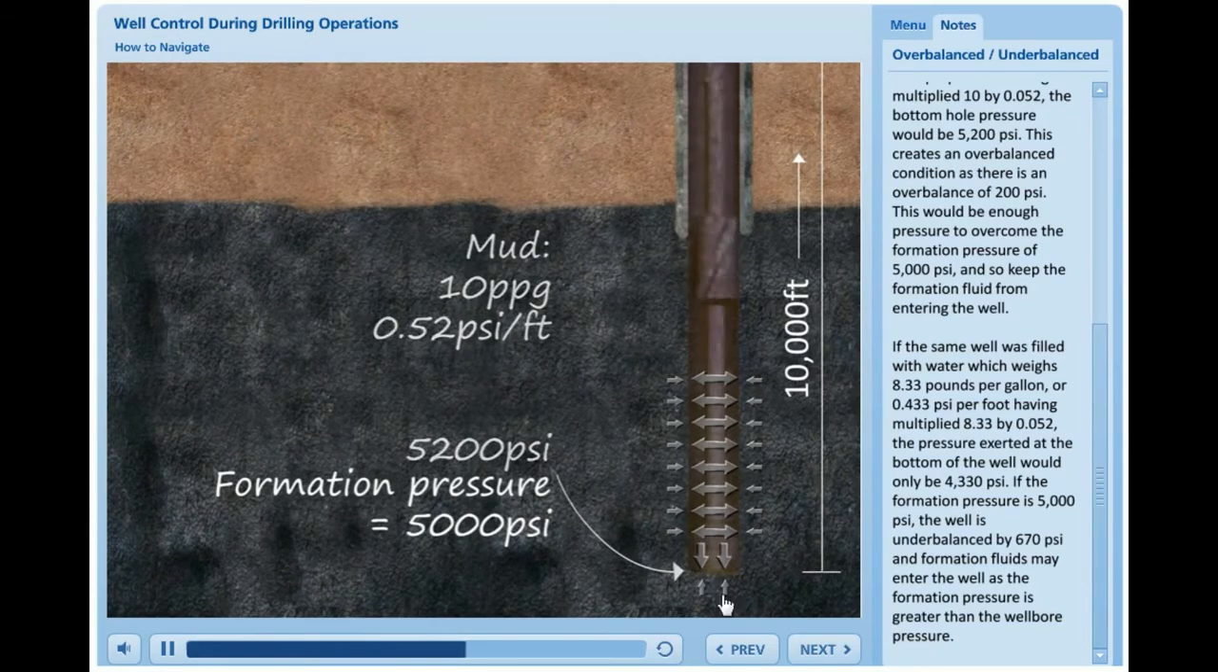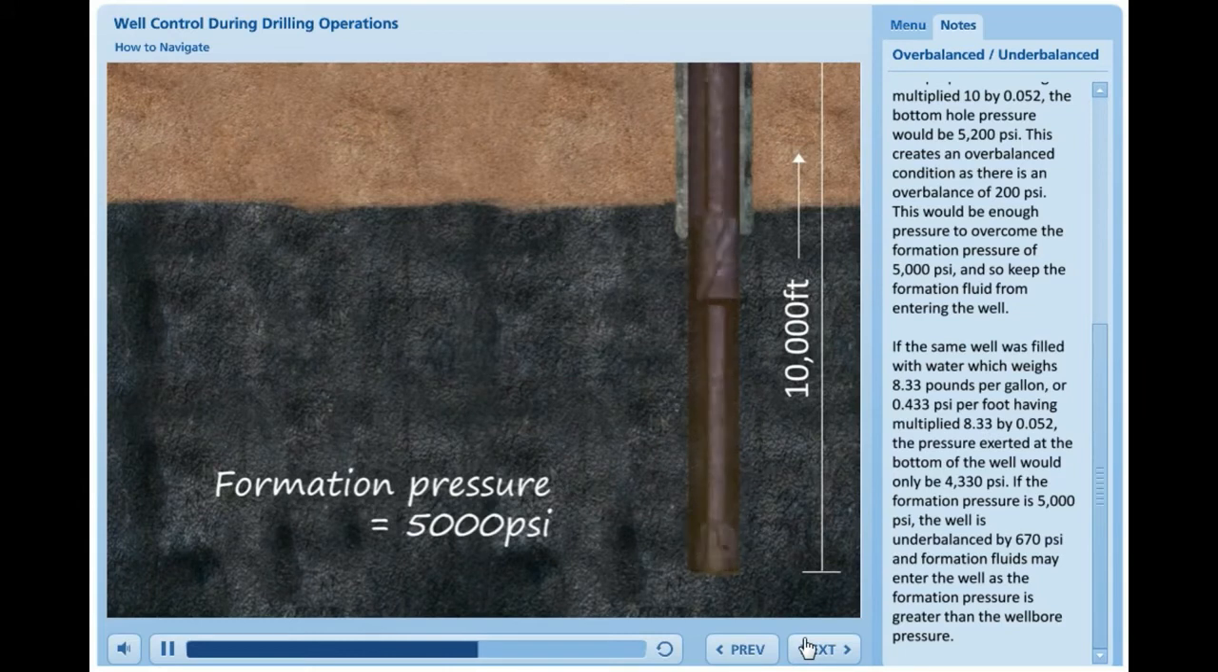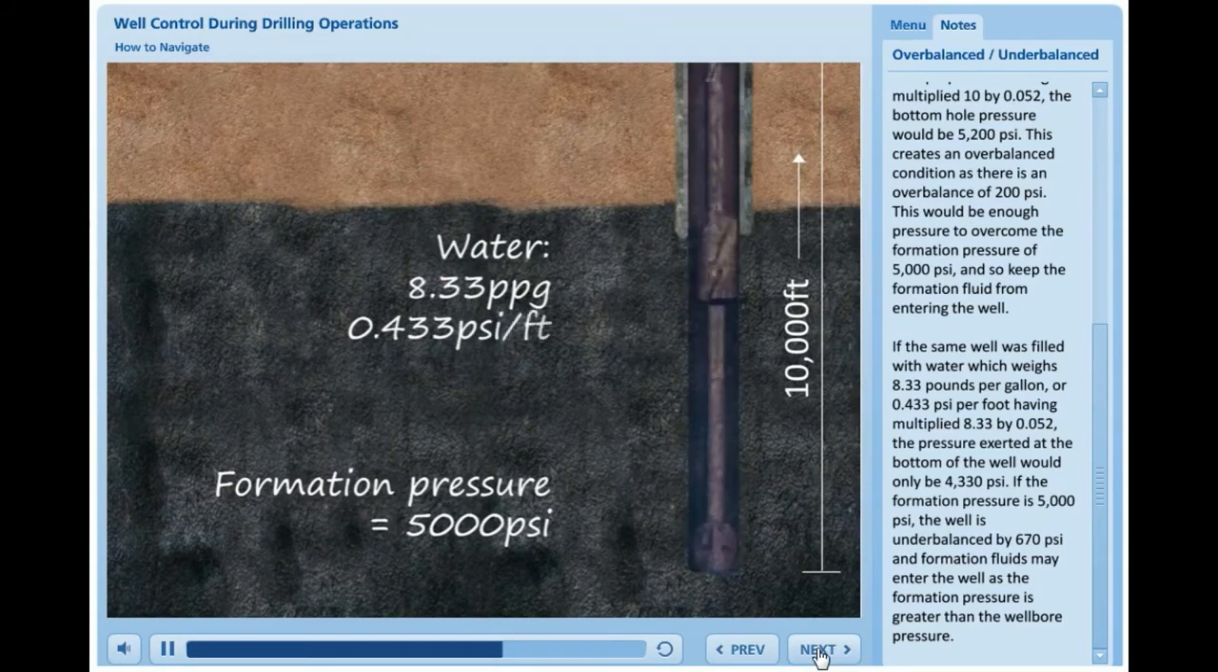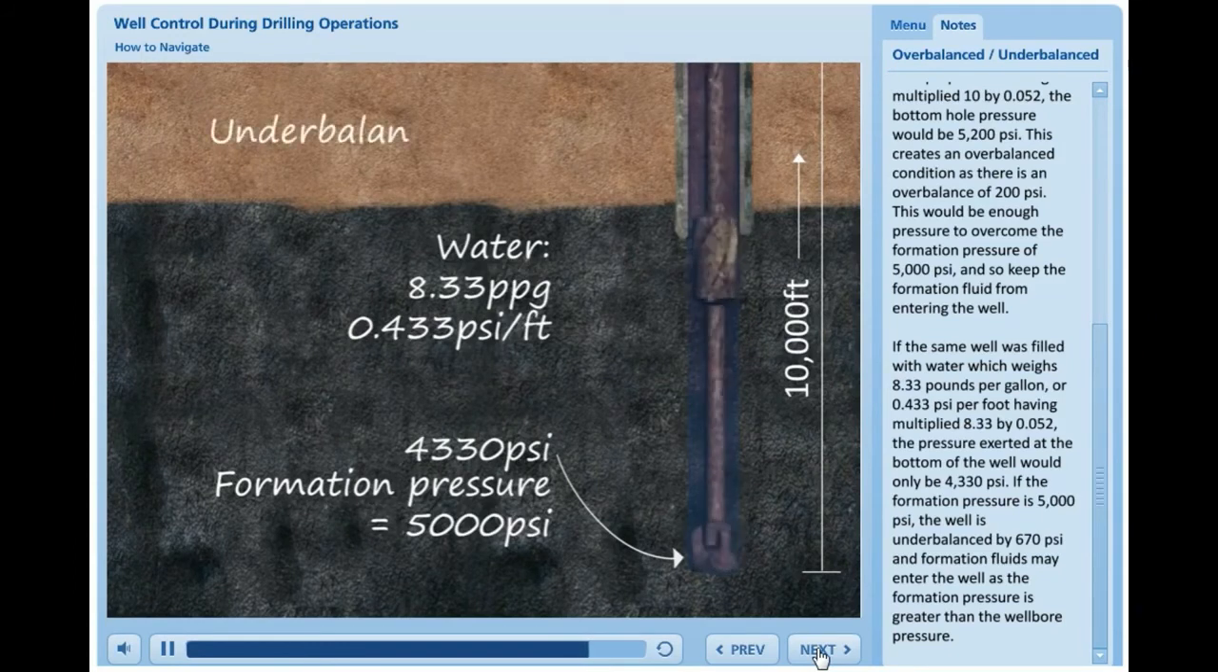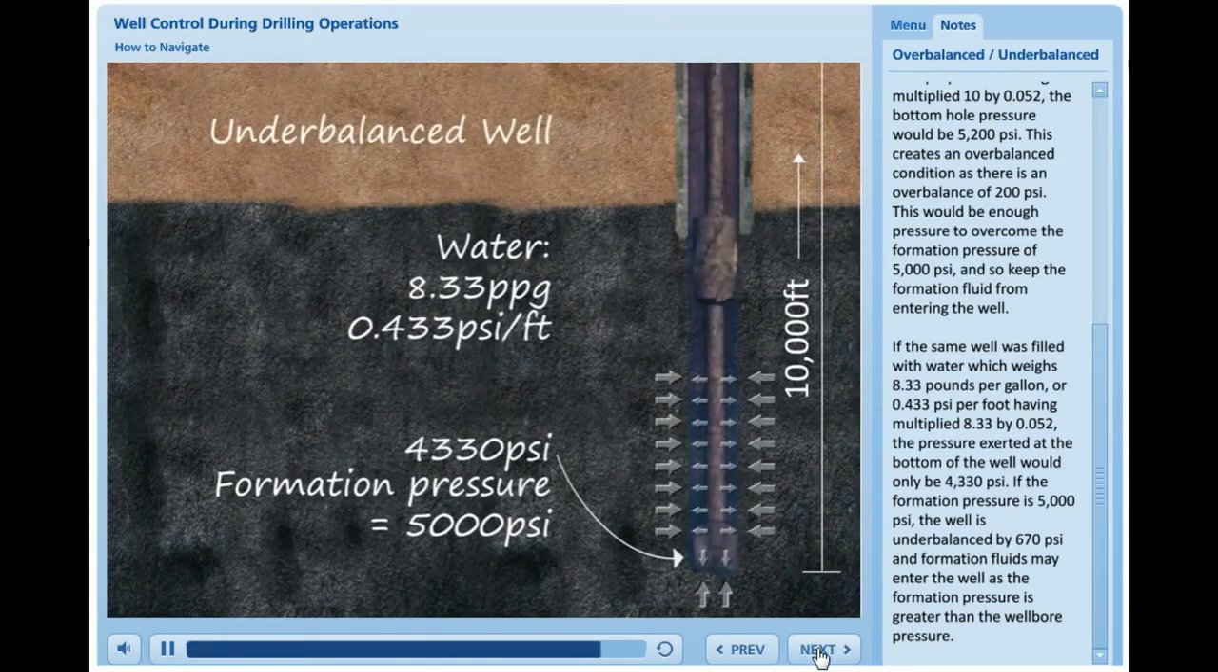entering the well. If the same well was filled with water, which weighs 8.33 pounds per gallon, or 0.433 psi per foot, having multiplied 8.33 by 0.052, the pressure exerted at the bottom of the well would only be 4,330 psi. If the formation pressure is 5,000 psi, the well is underbalanced by 670 psi, and formation fluids may enter the well as the formation pressure is greater than the wellbore pressure.